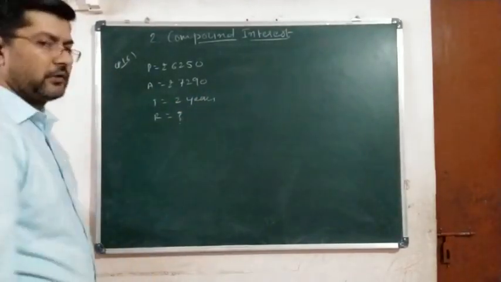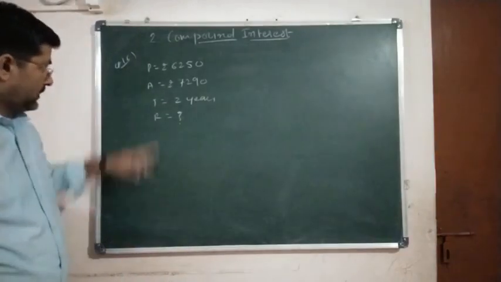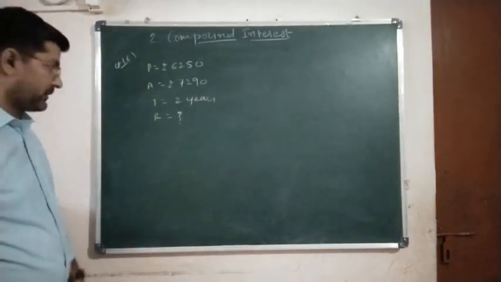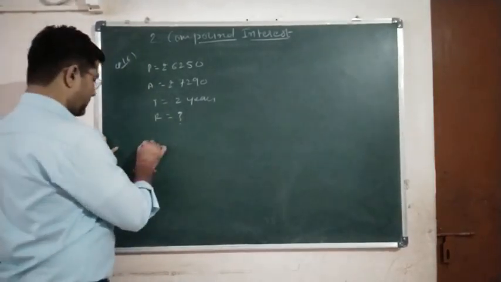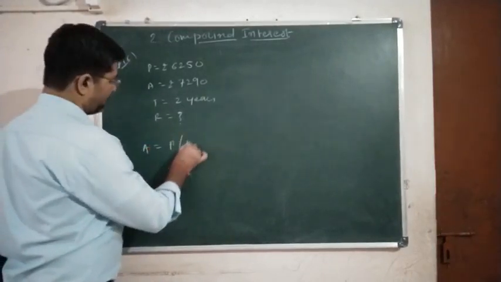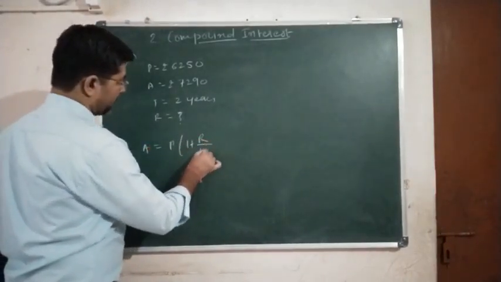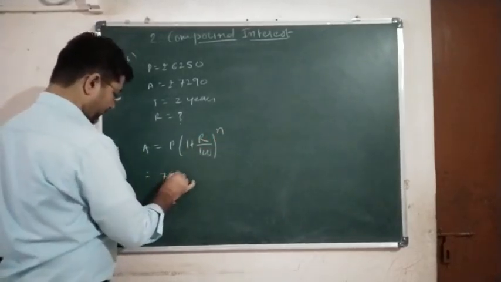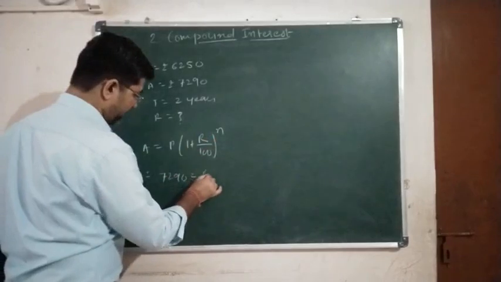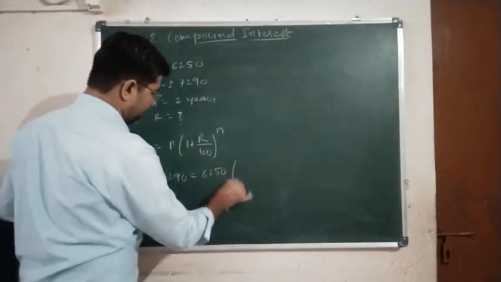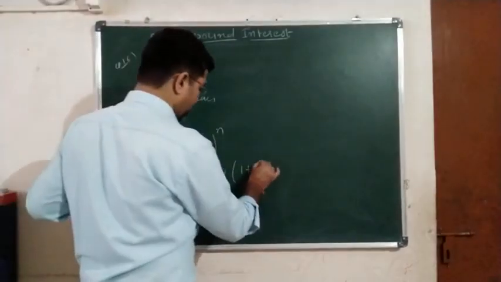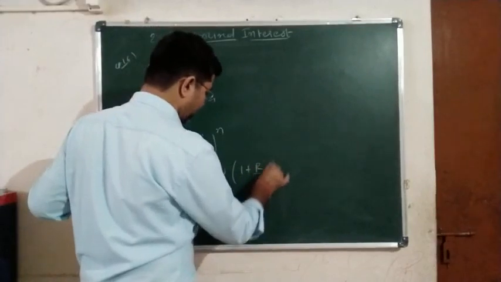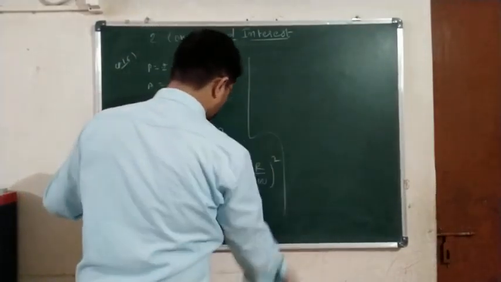So we will find out the rate percent. Since principal and amount both are given, we can put the formula to calculate amount. A is equal to P into 1 plus R upon 100 raised to n. Amount is 7290 is equal to principal 6250 into 1 plus rate, which we have to find out, and time is 2 years.